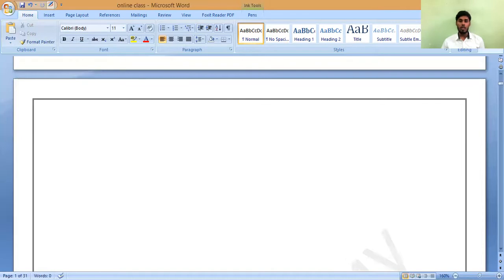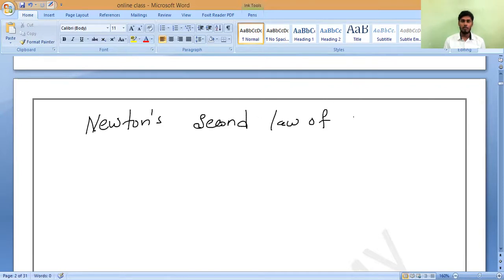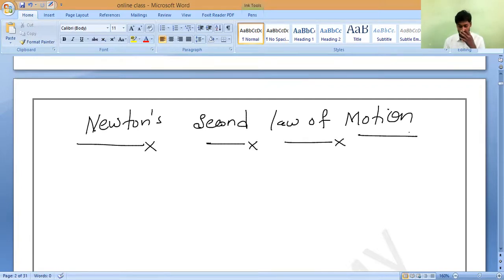Today we are going to study Newton's second law of motion. All of you keep the heading: Newton's second law of motion. We will study this and derive the formula of Newton's second law of motion, and so on. So let's start now.